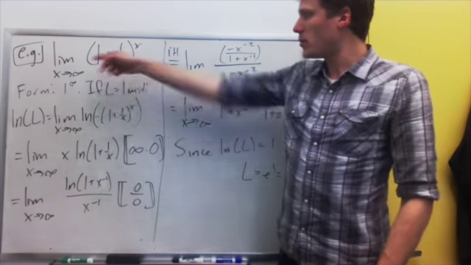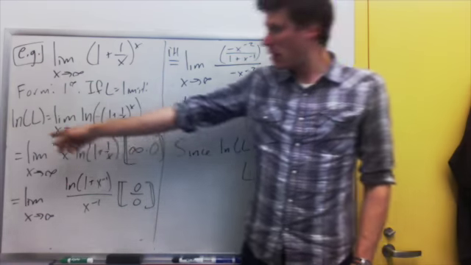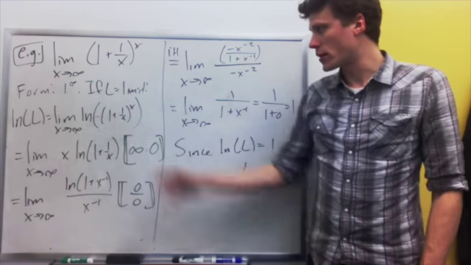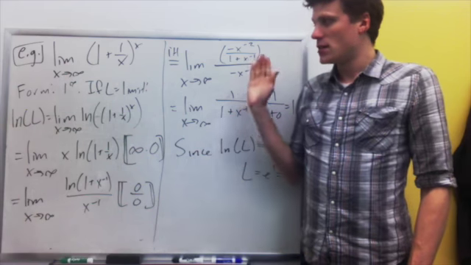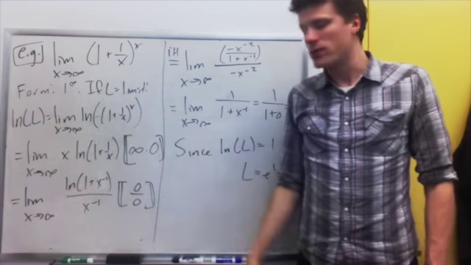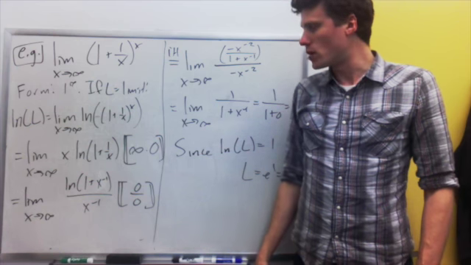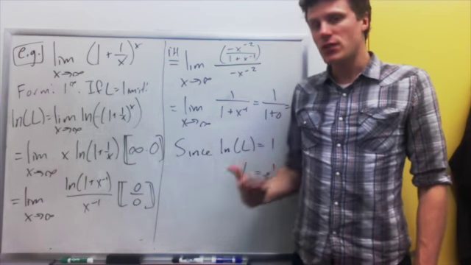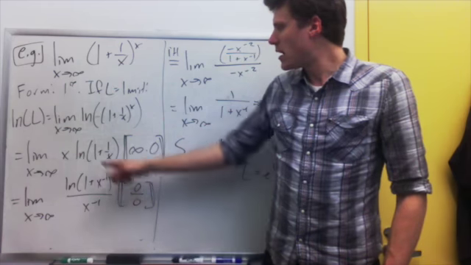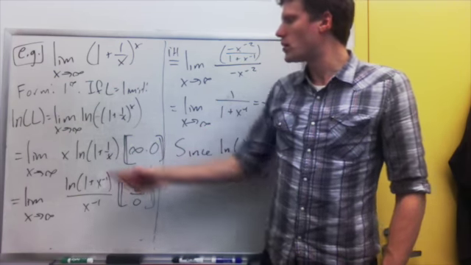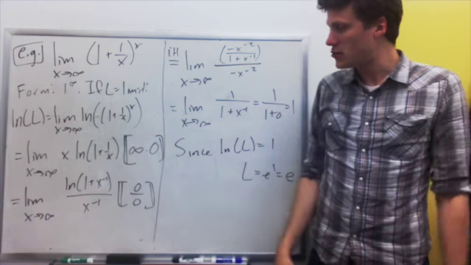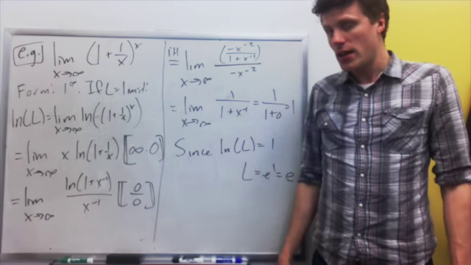Okay, so let's let L be this limit. Then the natural log of L is the limit as x goes to infinity of the natural log of 1 plus 1 over x raised to the x power. So then I can bring out the x power, and I get the limit as x goes to infinity of x times the natural log of 1 plus 1 over x. This is now the form infinity times 0. x is approaching infinity, and 1 plus 1 over x is going to 1, so log of that is going to 0. So now I need to transform this into a quotient.